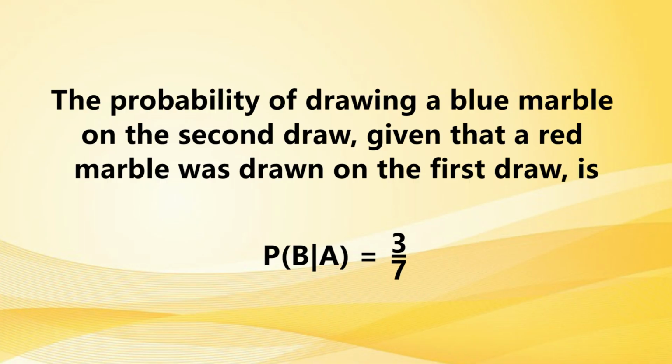Since we did not replace the first marble, there are now 4 red marbles and 3 blue marbles left in the bag. Therefore, the probability of drawing a blue marble on the second draw, given that a red marble was drawn on the first draw, is probability of B given A is 3 by 7. This is because there are 3 blue marbles left out of the total of 7 marbles remaining in the bag.